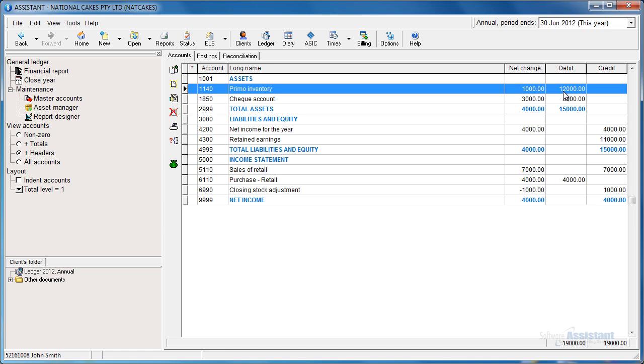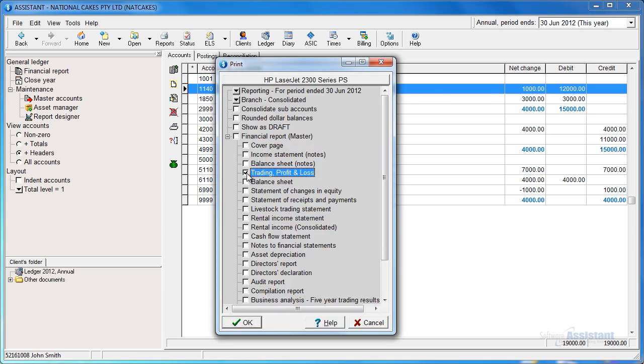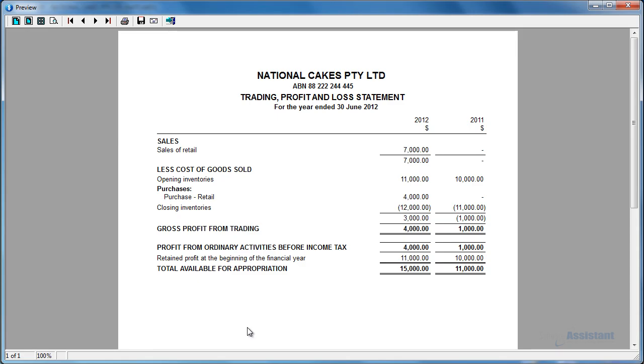We can check our entries in the financial report. Click on the financial report link and select Trading Profit and Loss Report. The report shows our opening value of $10,000 in 2011 with a closing balance of $11,000, which then rolls to a closing stock balance of $12,000 in the 2012 year. We have $7,000 of sales and $3,000 of purchases.